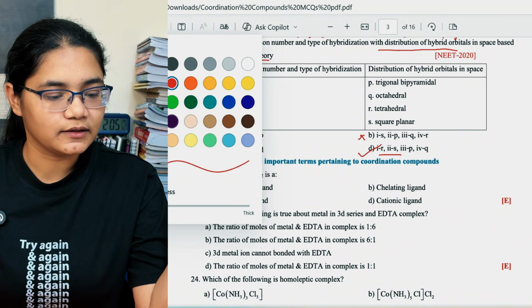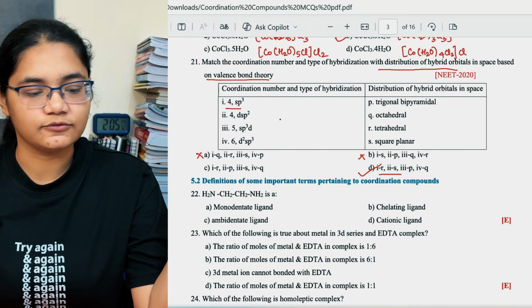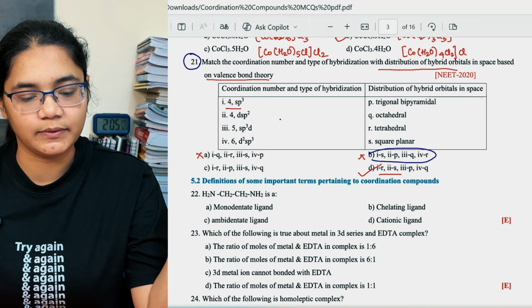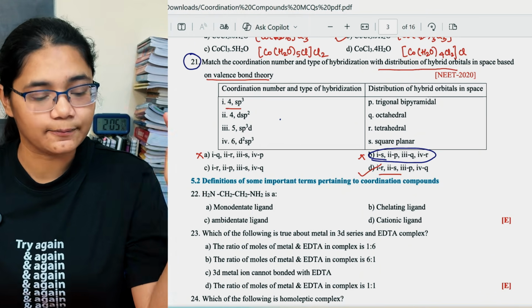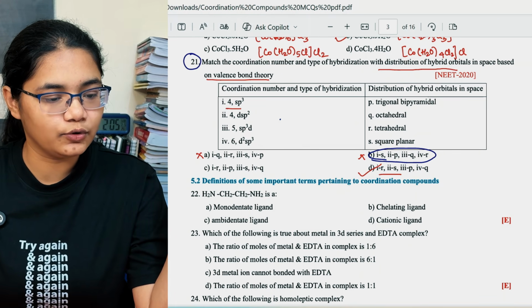But I want to just highlight this one. Please remember that the answer given in the answer key for this question is actually wrong. I'm just putting a circle here. The answer given for this one is option number B, but the correct answer is option number D. Okay, please remember.